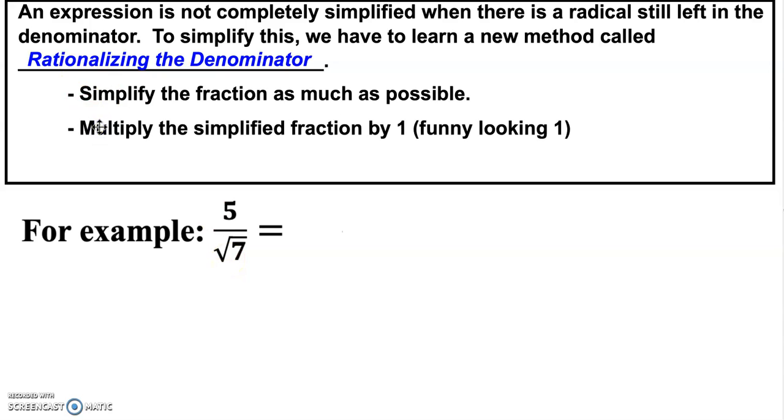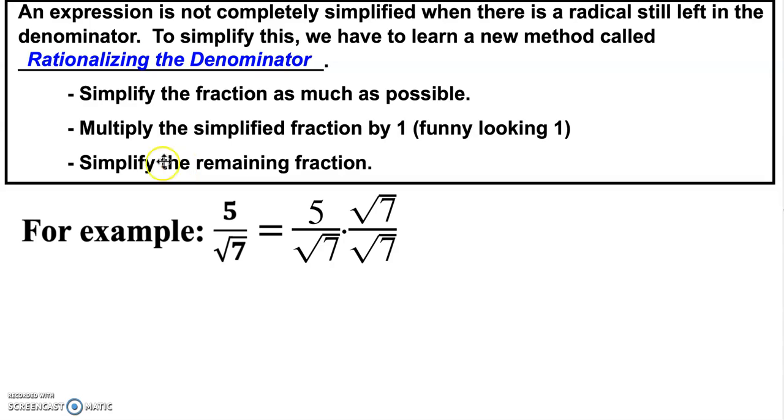The next thing we're going to do is multiply the simplified fraction by 1. But that 1 is going to look funny. It's going to look like what this radical looks like. So we're going to take that 5 over root 7, and we're going to multiply by root 7 over root 7. Notice that we're just multiplying by 1, but it's a funny looking 1. Now we need to simplify what's left when we do that.